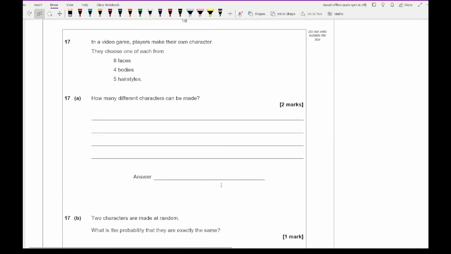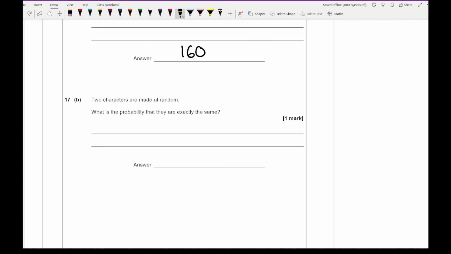Question 17 says, in a video game, players make their own character. They can choose from 8 faces, 4 bodies and 5 hairstyles. How many different characters can be made? Well, for this it's just the product rule of counting. So we've just got to multiply each of those numbers together. So I've got 8 times 4 times 5, which gives me an answer of 160.